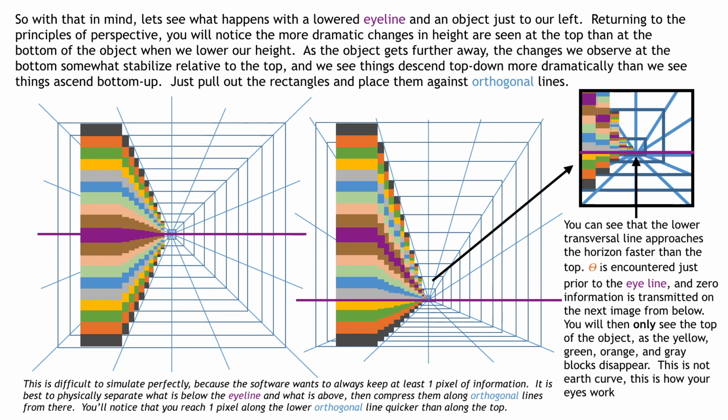So with that in mind, let's see what happens with a lowered eye line and an object just to our left. Returning to the principles of perspective, you will notice the more dramatic changes in height are seen at the top than at the bottom of the object when we lower our height. As the object gets further away, the changes we observe at the bottom somewhat stabilize relative to the top, and we see things descend top down more dramatically than we see things ascend bottom up. So just pull out some rectangles and place them against orthogonal lines and stratify them, and you'll see the effect.